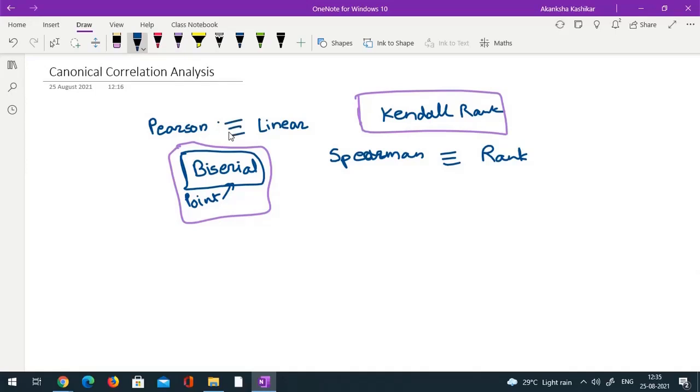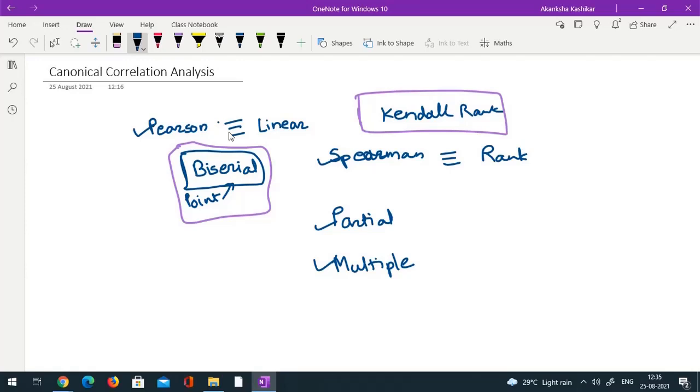Nothing else? Partial correlation. Partial, multiple. Partial correlation, multiple correlation. Has everyone heard these words? Yes. Have you studied it as part of your BSc or MSc syllabus? Yes, BSc. So 1, 2, 3, 4. These 4 everyone has studied. Am I right? Yes, ma'am. Okay. So let me talk about these 4 only. I am not talking about others.